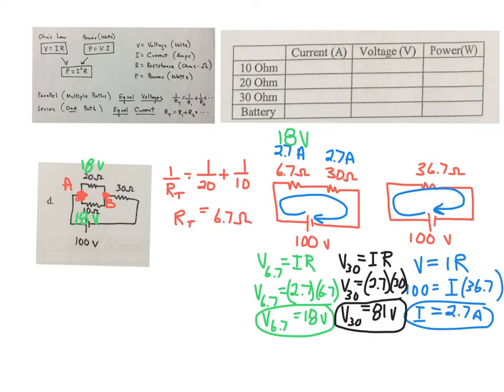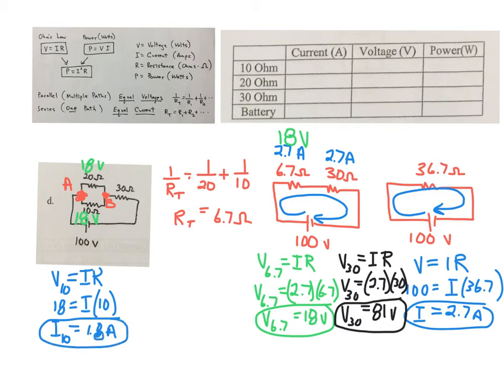For example, for the 10 ohm resistor, V10 equals I times R for the 10 ohm resistor. Its voltage is 18. I'm looking for the current because they'll have different currents. More current in this resistor. It's a 10 ohm resistor. Its current, I10, is 1.8 amps. The 20 ohm resistor is basically going to have half that current. I can do the calculation though.